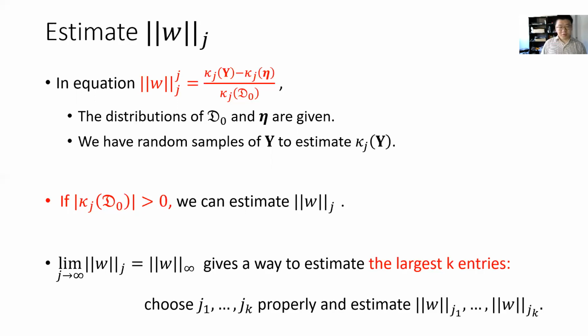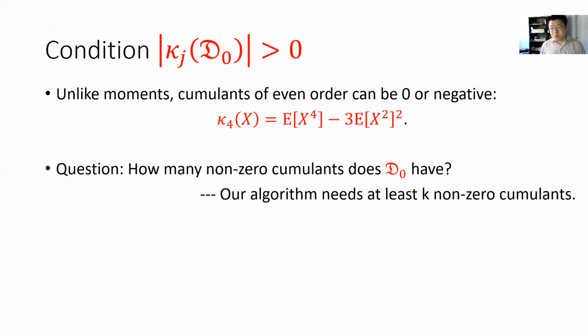I do not have time to go over the algorithm, but I want to discuss this condition, that the jth cumulant of d naught is far away from 0, in the next few slides. First of all, this is a very non-trivial condition for cumulants. Unlike moments, cumulants of even order can be 0 or negative. The fourth cumulant is the fourth moment minus 3 times the square of the second moment. The main thing we want to figure out for cumulants is how many non-zero cumulants d naught has. This is simply because our algorithm needs at least k non-zero cumulants to estimate those Lj norms.